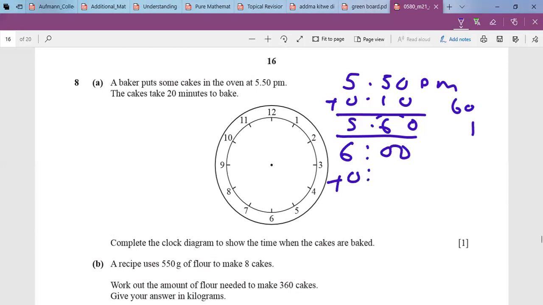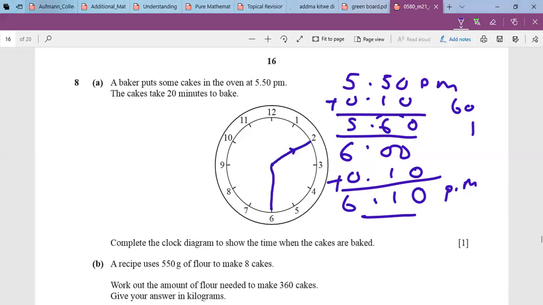So when you add again 10 minutes, it will be 6. Please take note, we don't use this. So it will take you to 6:10 p.m. All right. So to complete, this one should come here, and this one will take you there. Or alternatively, do it directly. Since it is 5:50, when I add 10, it will take me to 6 p.m. When you add another 10, it will take you to 6:10 p.m. Okay. I think we can go to the next one.